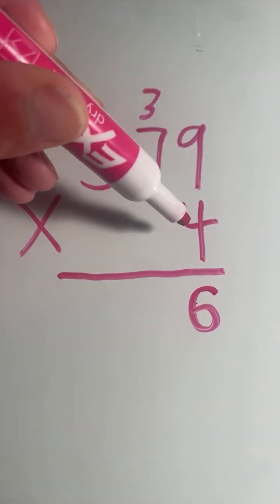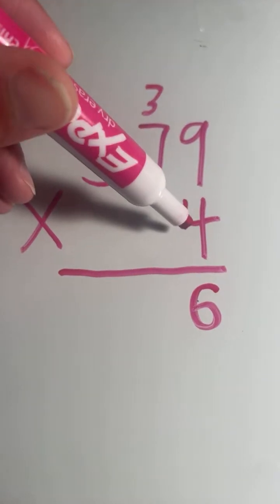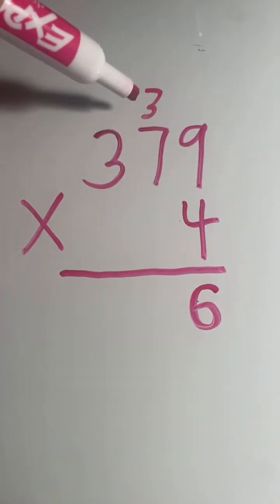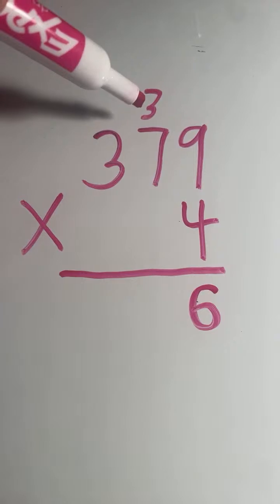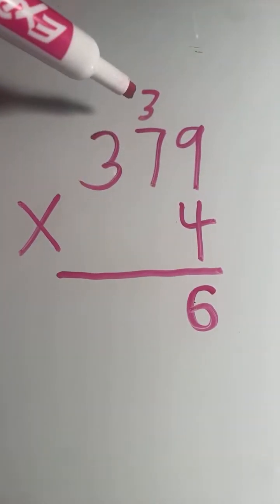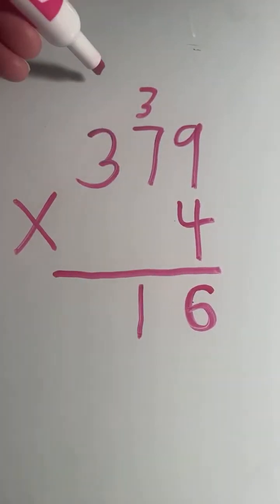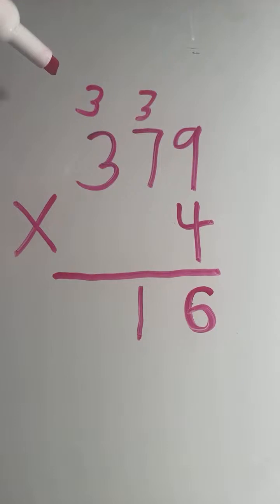Next, we multiply 7 times 4, and we have to add the 3 that we carried over. So 7 times 4 equals 28, plus 3 equals 31. So the 1 in 31 goes in the tens place. The 3 in 31 gets carried over to the hundreds place.